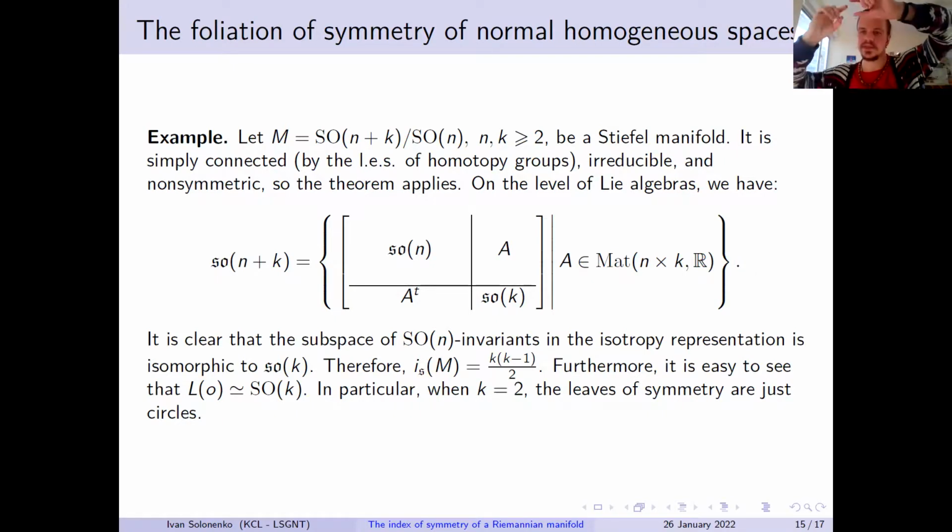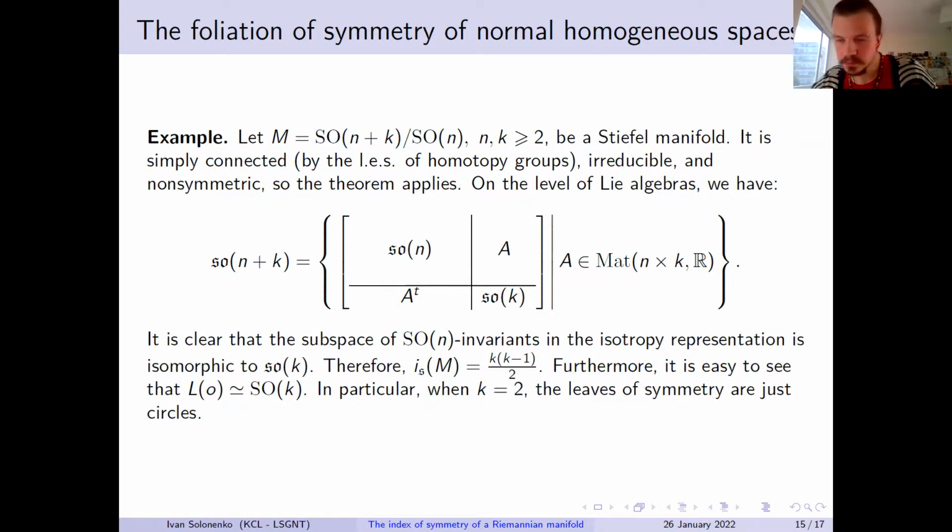And then its index of symmetry drops dramatically to just 1. The dimension, in case k equals 2, can be huge. It's something like 2n plus 1. But the index of symmetry is just 1. So it's a bit counterintuitive, in my opinion. Any questions here? We're almost done. There is just one page left.